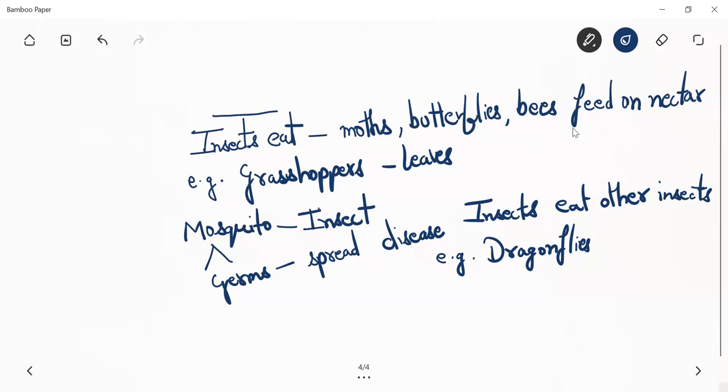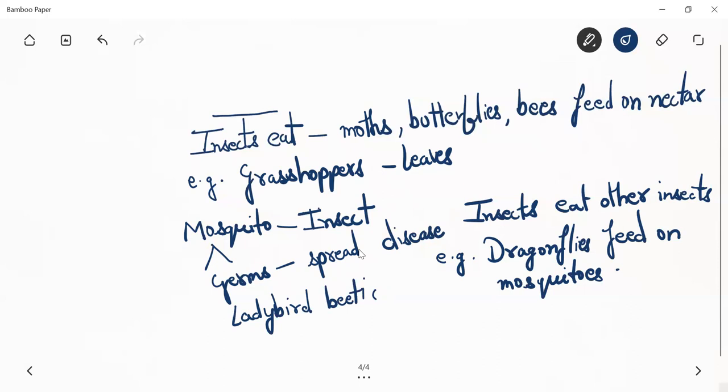Let me tell first. Dragonflies feed on mosquitoes. We all know that. Now you tell me, ladybird beetles feed on what? Ladybird beetles feed on insects. Which insects? That damage the plants. Ladybird beetles feed on insects that damage the plants.